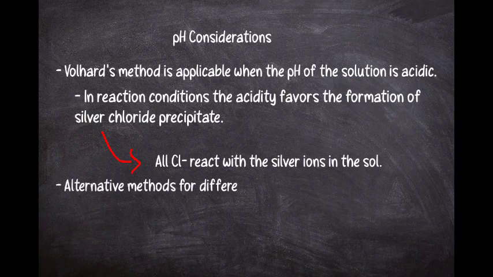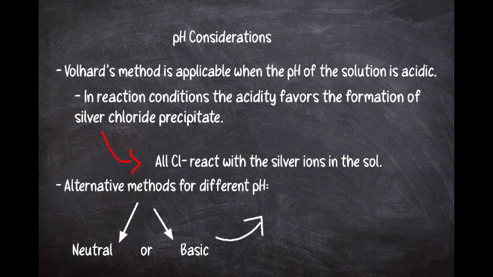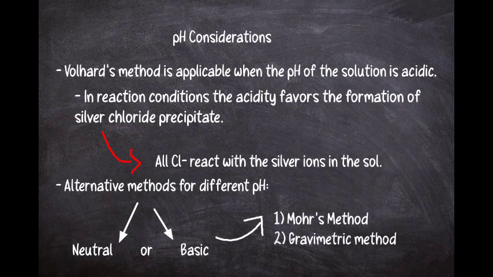However, if the pH of the solution is neutral or basic, Volhard's method might not be the most suitable choice. In such cases, chemists often opt for alternative methods like Mohr's method or gravimetric method. So the bottom line is, for Volhard's method to work optimally, we need to maintain an acidic pH environment.